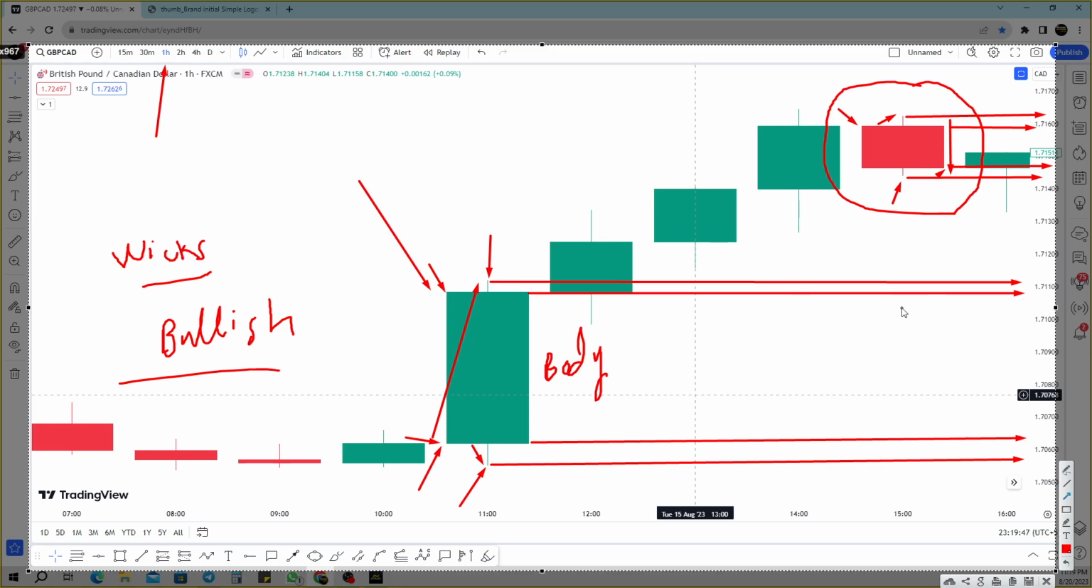So every candlestick will have four points: the opening, the high, the closing, and the low. And this is a bearish candlestick because the price moved lower here. So bearish means when the price moves lower, and bullish means when the price moves higher.